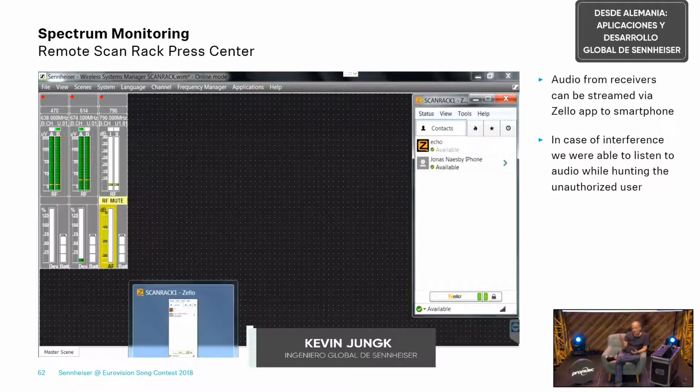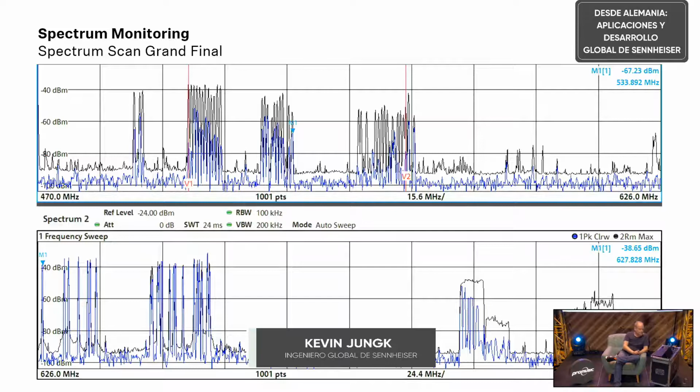We do a show every year in Denmark where we use 6 of those racks and we monitor an entire city. It's incredible. Here we have a look at the spectrum during the grand final at the event. This is the spectrum during the grand final.